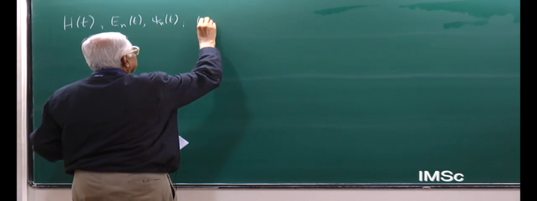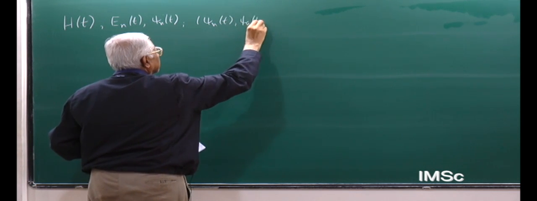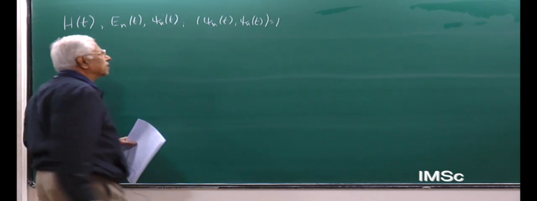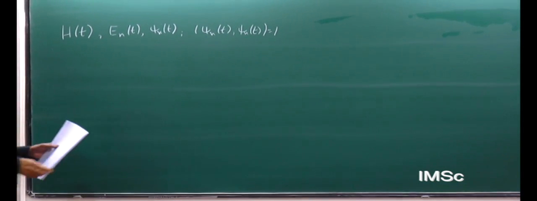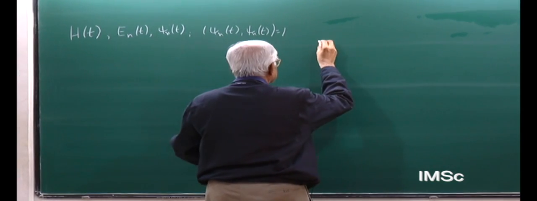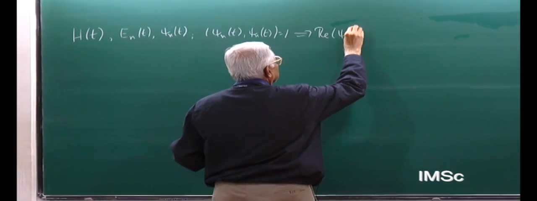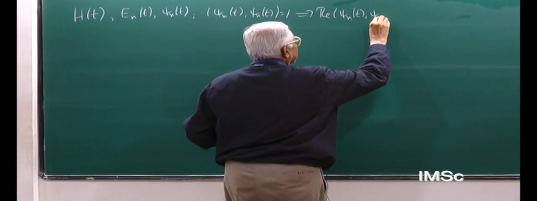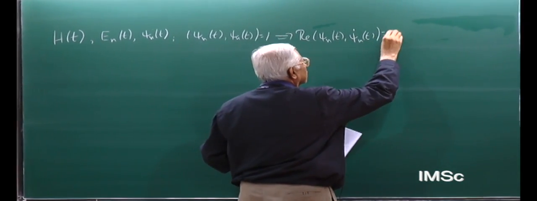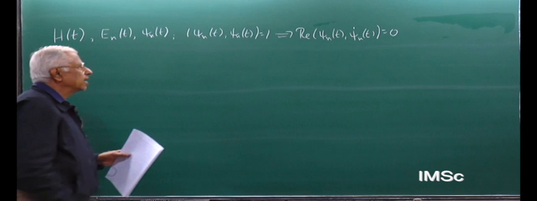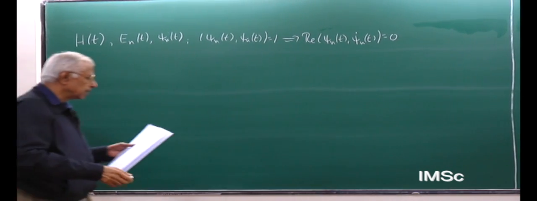And the convention or assumption that these eigenfunctions are all normalized to unity tells you, and this you can check very easily, that the real parts of these inner products are 0. Psi, any one of the eigenfunctions, inner product with its time derivative, has no real part.